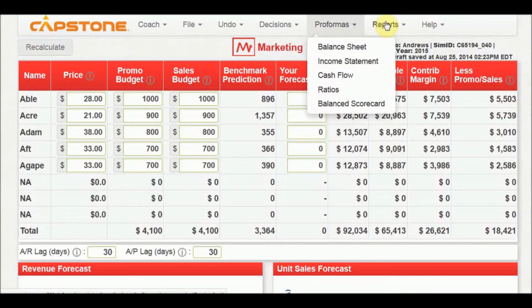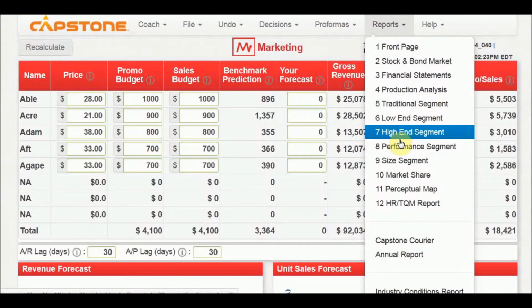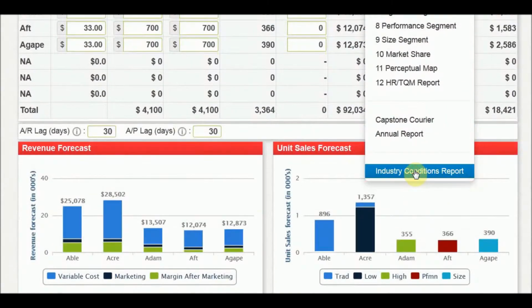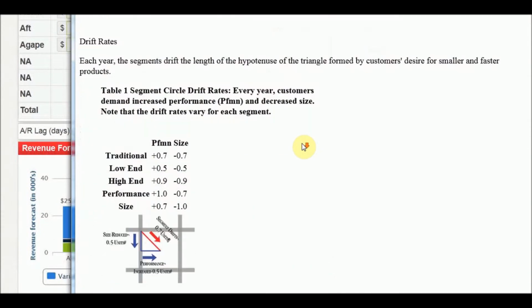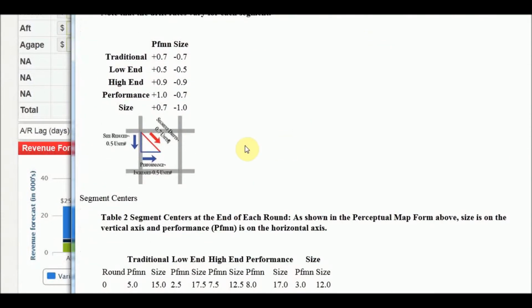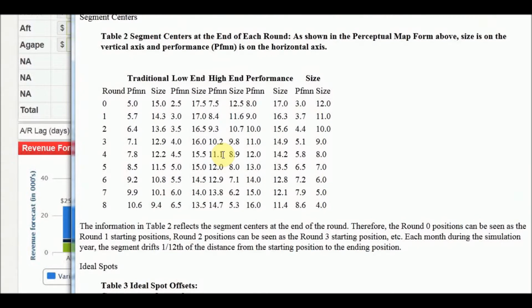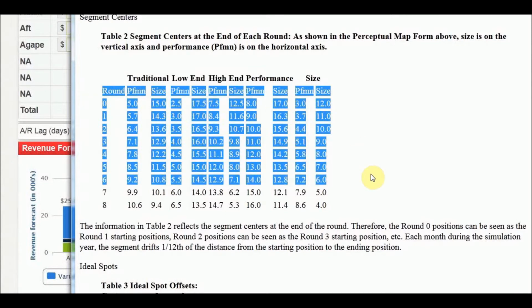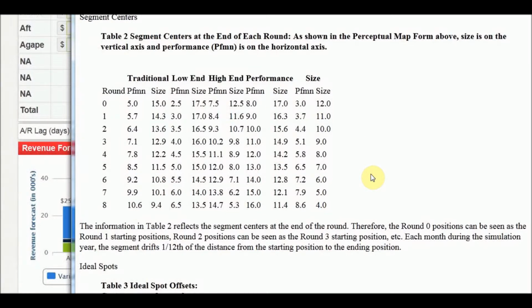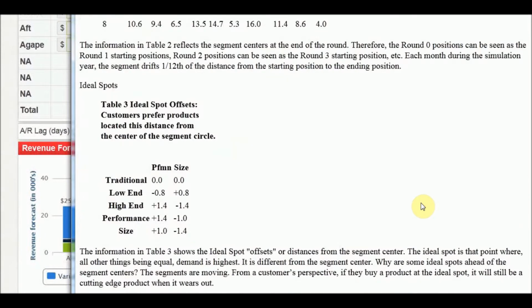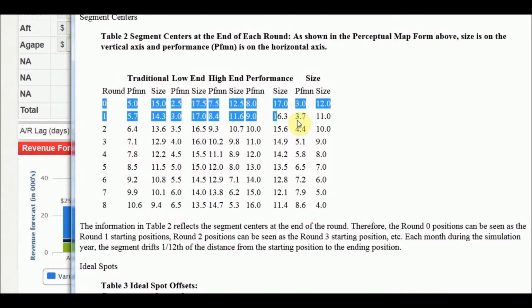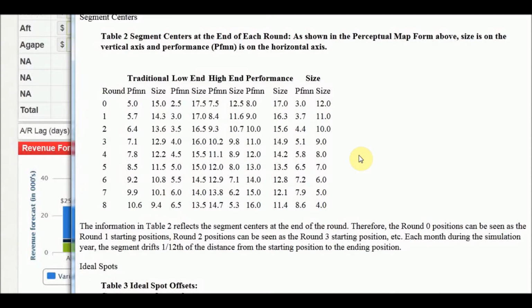Make sure to use this stuff. It is awesome. It's very useful. Your industry conditions report is super helpful because it shows you where the map is moving. It shows you the trends. Again, top left to bottom right is the general slide. And we're seeing they even have segment centers here suggesting the different rounds and how things have changed. So here we're seeing that it may even be giving you hints right here for how to handle the rounds.